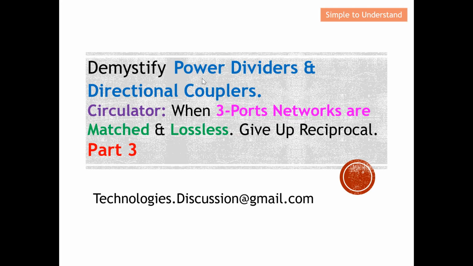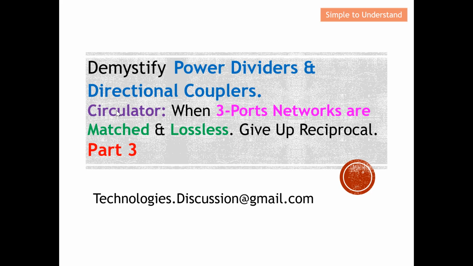Today, I'd like to continue the discussion on power dividers and directional couplers. In my previous video, I explained why a three-port network cannot be matched, reciprocal, and lossless simultaneously. In this video, I'm going to explain what happens when a three-port network is only matched and lossless, but gives up the characteristic of reciprocity. Then it will behave like a circulator.